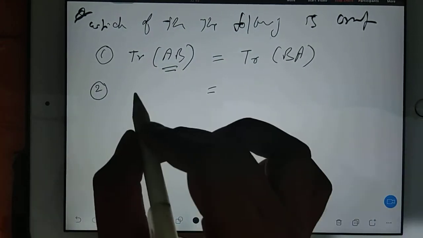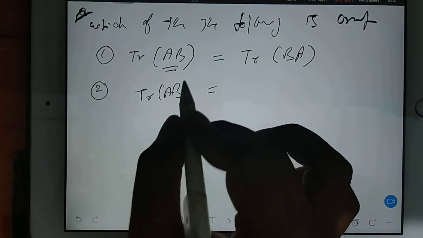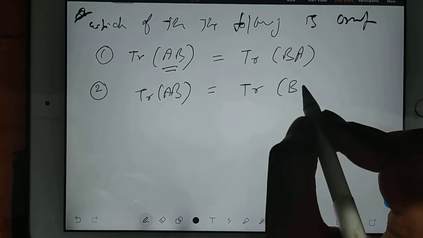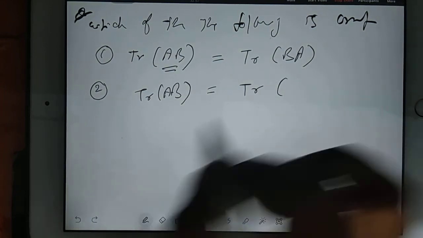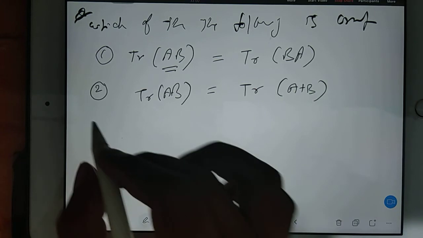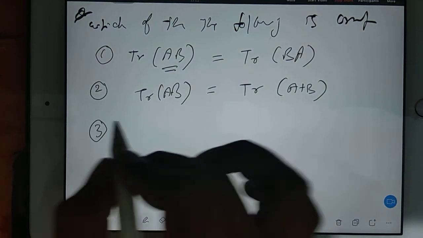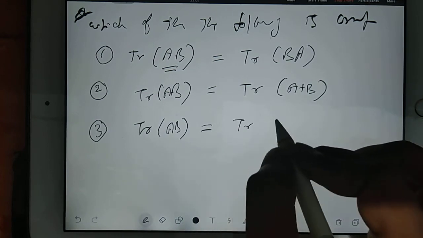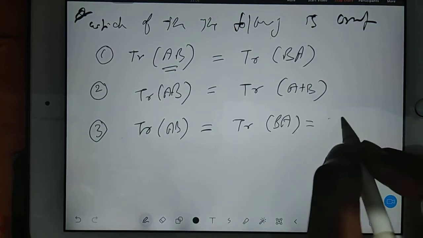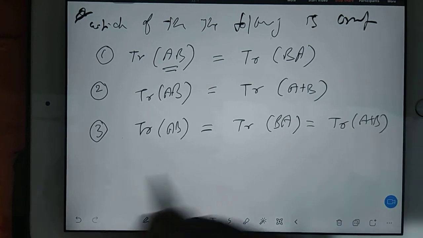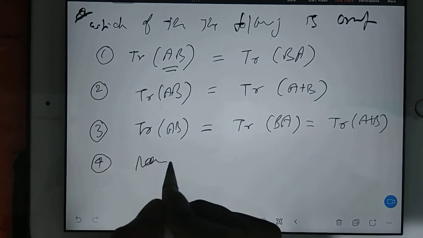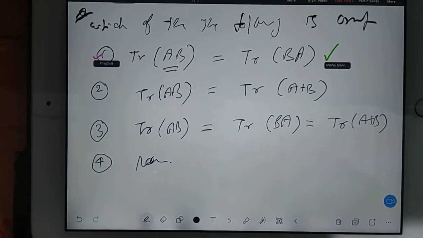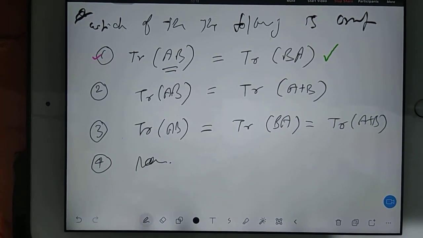Then option 2. Do you think trace of AB will be equal to trace of A plus B, or do you think trace of AB will be equal to trace of BA will be equal to trace of A plus B? Fourth, none. And whatever answer you are choosing, that should be valid for all type of questions.